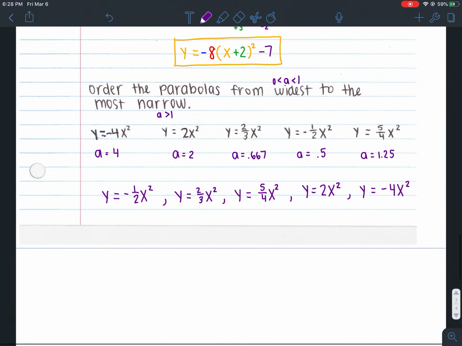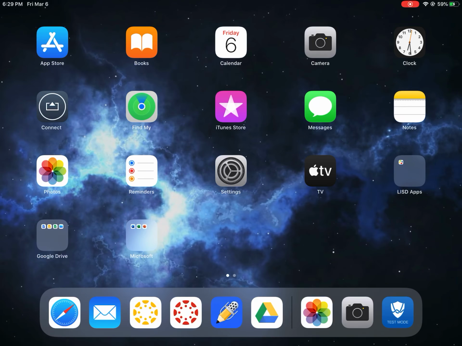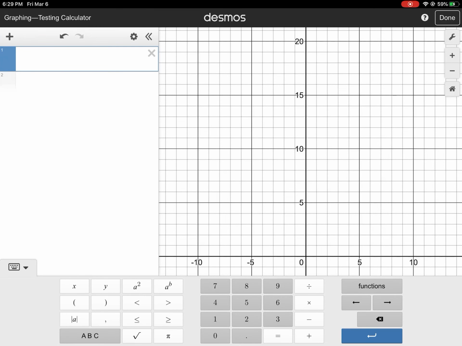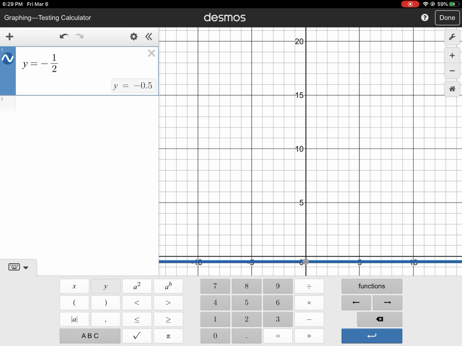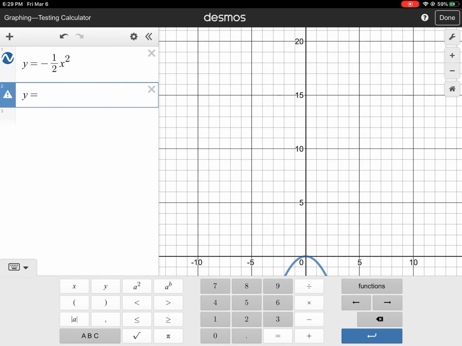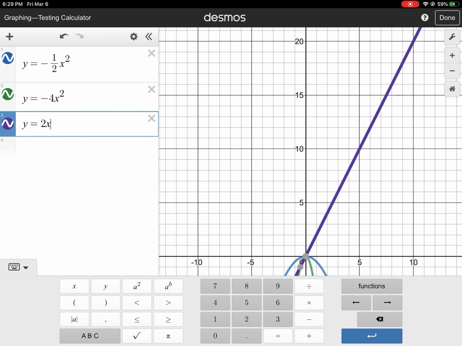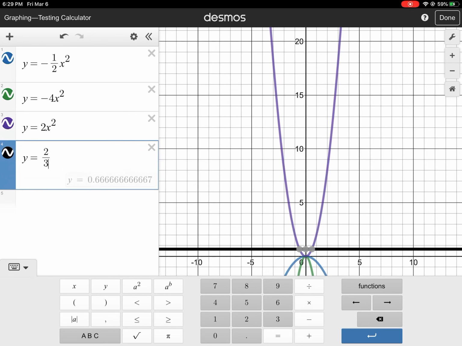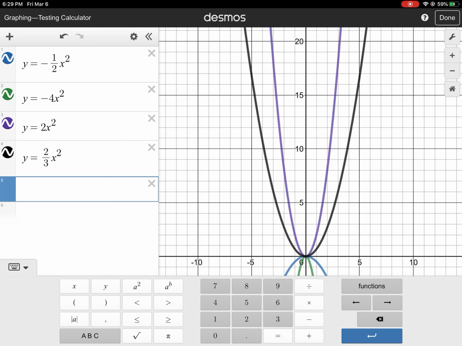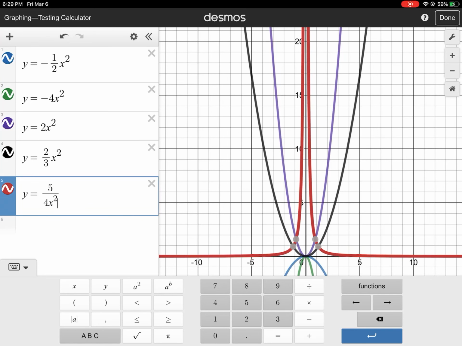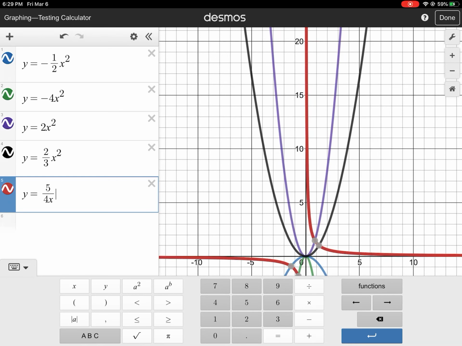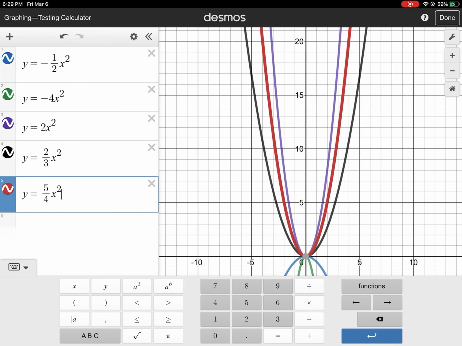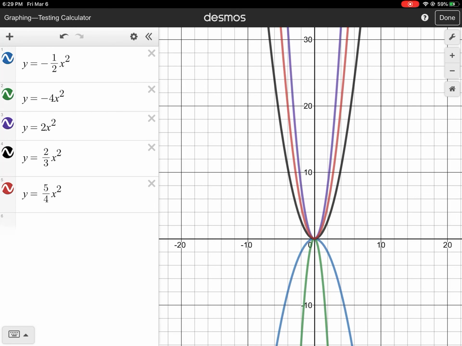Okay, so these are all my parabolas listed from widest to narrowest, and I'm going to show you what I mean by that. So I'm going to type these all in. y equals negative 1/2 x squared, and then y equals negative 4x squared, y equals 2x squared, y equals 2/3 x squared, and then y equals 5/4 x squared. That x does not belong down there. Okay. So now I have all 5 of those written in.